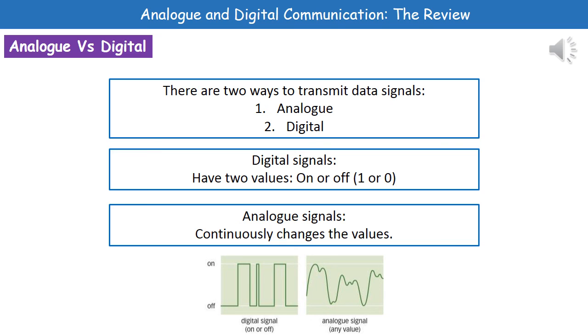The other type are the analog signals, and these continuously change the values. The diagrams at the bottom show you the pictures that you'd see with an analog and a digital signal. So digital, nice and simple, it's just these blocks because it's either on or it's off. And then the analog signal, because it can take any value within a given range, is a much wavier pattern.